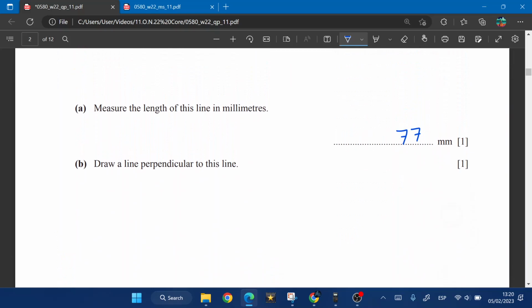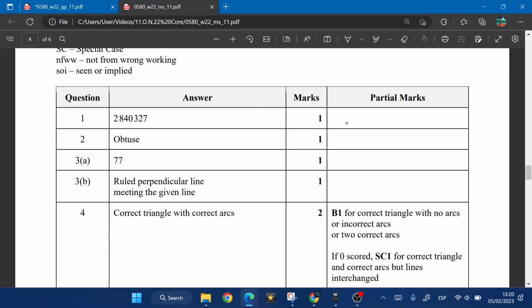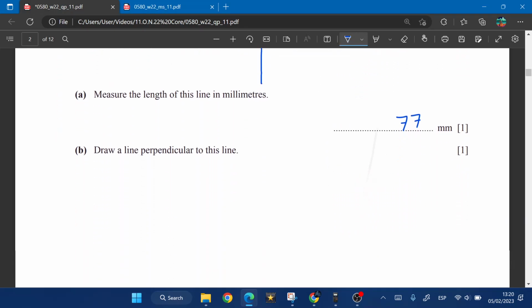Okay, then draw a line perpendicular to this line. You don't understand how many students miss that. I almost missed this. So perpendicular means it needs to be at a 90-degree angle. Make sure it looks exactly 90 degrees. And if you want to seem smart, put that right angle sign in there. Then they will love you. They know you're a good mathematician. It doesn't have to be in the middle. So just this line meeting the line to get your 1 mark there.